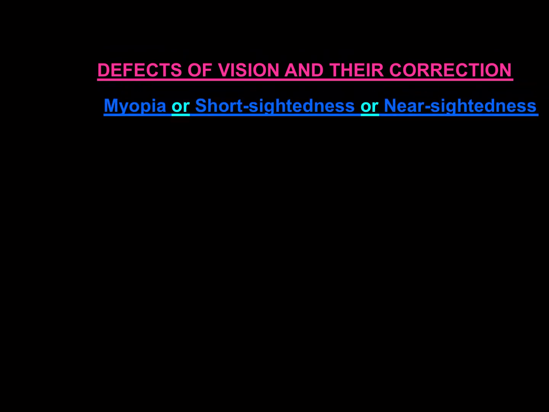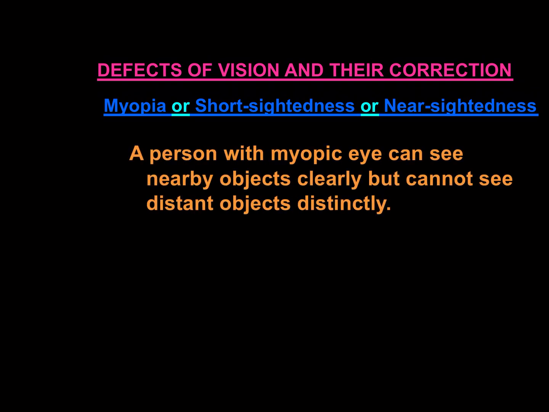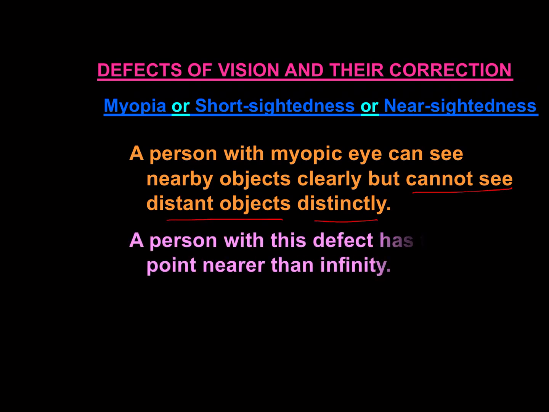Now, defects of eye vision and their corrections. First, we'll discuss myopia. Myopia is also known as short-sightedness or nearsightedness. A person with a myopic eye can see nearby objects clearly, but cannot see distant objects distinctly. A person with myopic defect has a far point nearer than infinity.